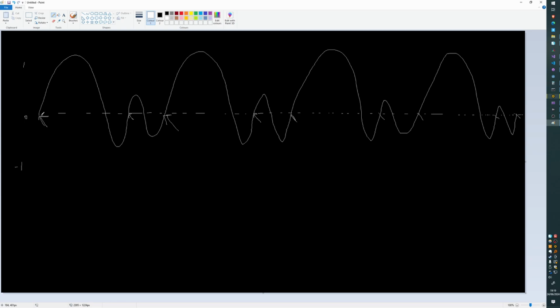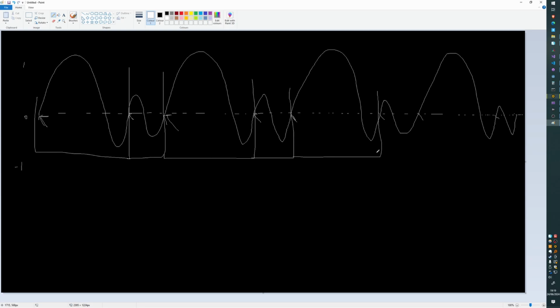So the wave cycles that we want to detect is from here to here and then here to here. So each wave cycle has two zero crossings. The one at the beginning and then there's another one in the middle. So just looking at the zero crossings alone is not going to find us the wave cycles, because what we're going to end up with is this. Which is not what we want.